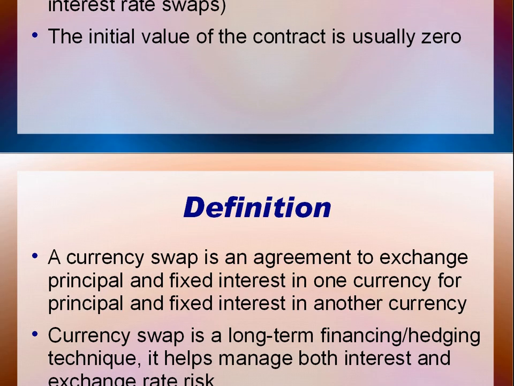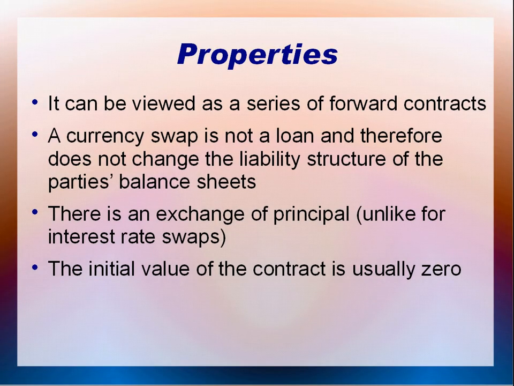Next, we look at some unique properties. A currency swap can be viewed as a series of four contracts. In a sense, a party agrees to pay a certain amount in the future in respect to interest and to principal. A currency swap is not a loan, and therefore does not change the liability structure of the parties' balance sheets. This also comes into play when looking at the capital structure of a firm.